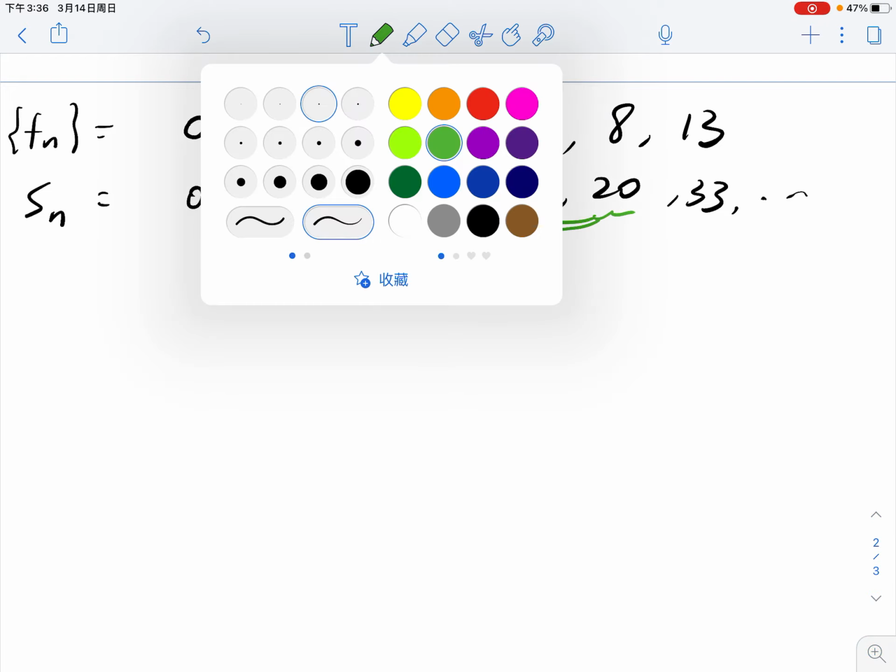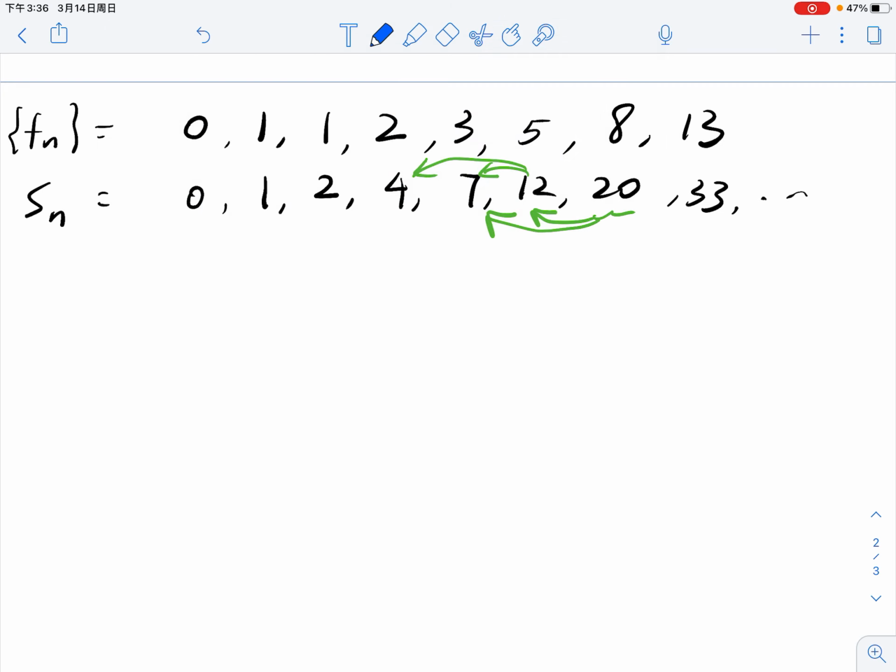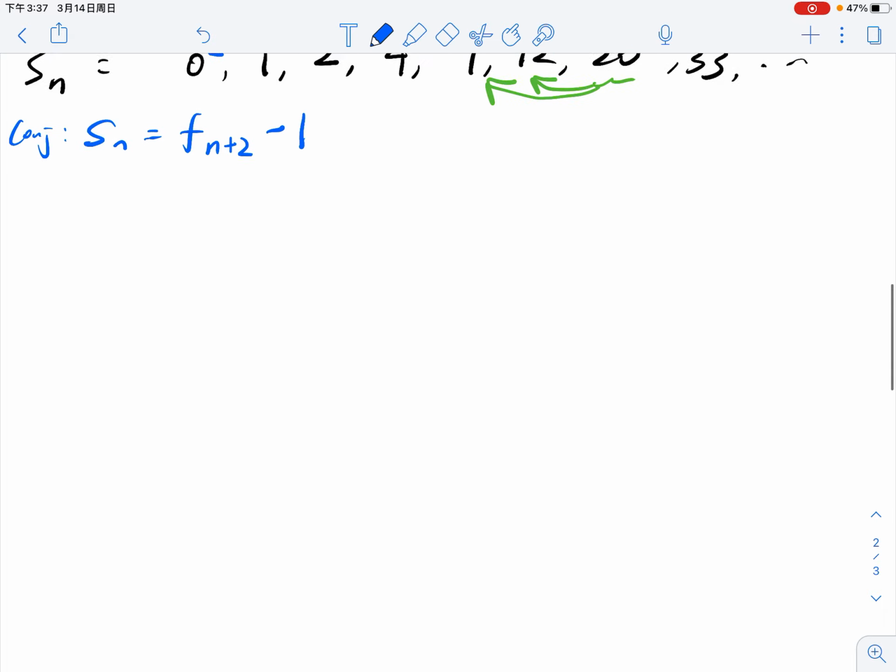And if you compare Fn and Sn, then you find some more interesting stuff. That is, Sn is F(n+2) minus 1. If you follow the arrows I'm drawing, you will see this relation. So there will be a conjecture.